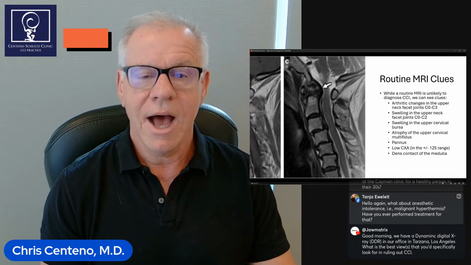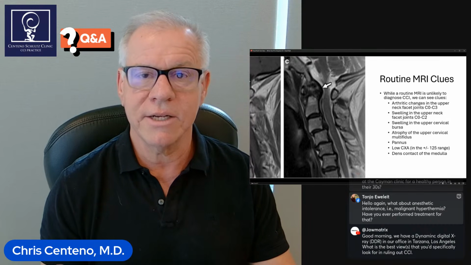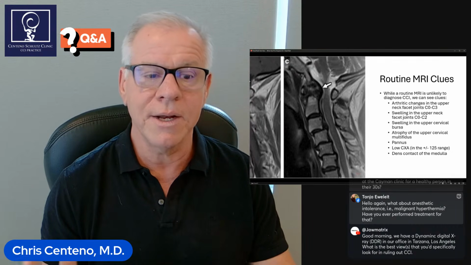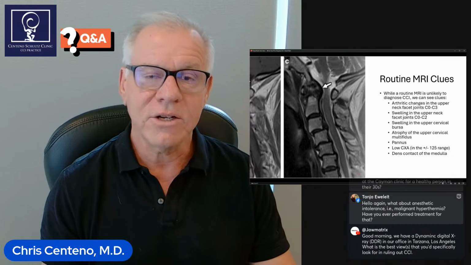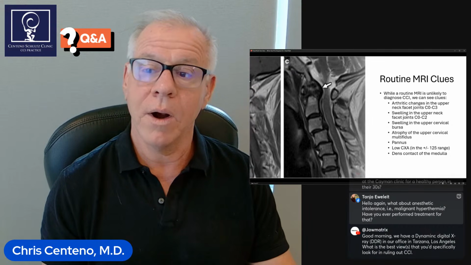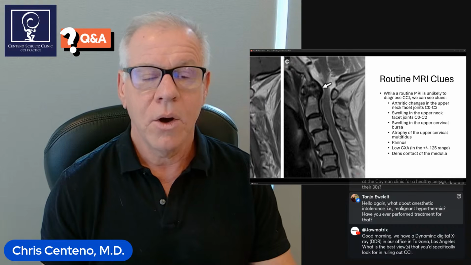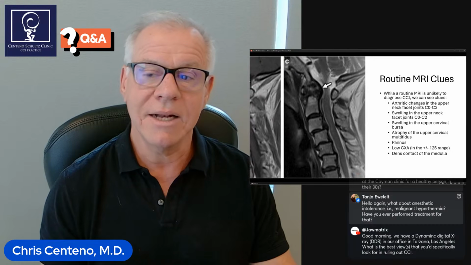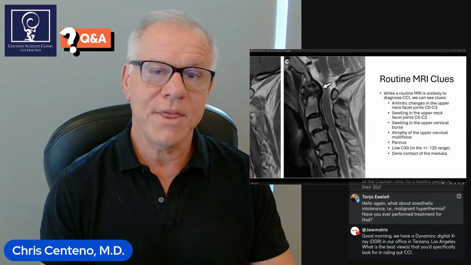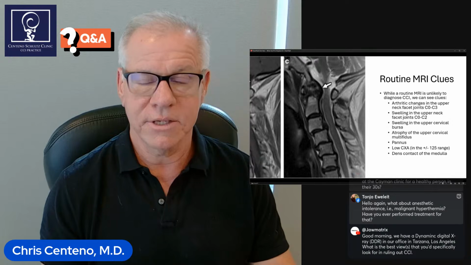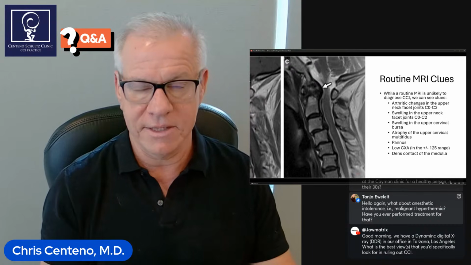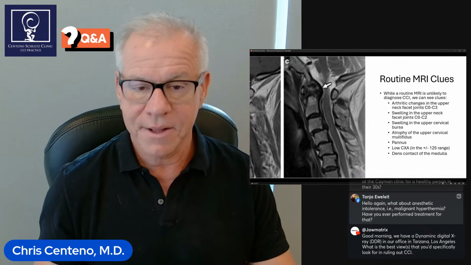I can look for things like arthritic changes in the upper neck joints, which usually looks like facet joint hypertrophy or swelling in those facet joints, typically at 0,1 and 1,2, or atrophy of the upper cervical multifidus, or a pannus as shown here, or even a low CXA in the 125 range, or dense contact of the medulla. These are some of the things that are not going to nail the diagnosis of craniocervical instability, but they are helpful circumstantial evidence that CCI may be at play.